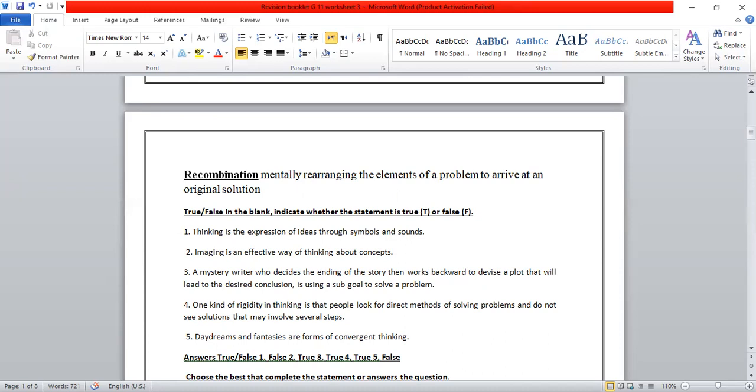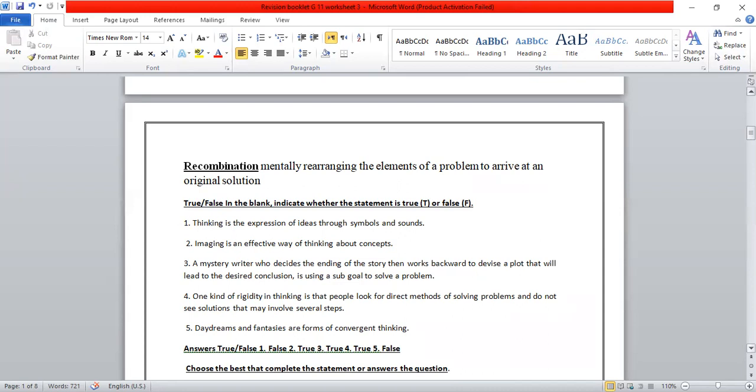One kind of rigidity in thinking is that people look for direct methods of solving problems and do not see solutions that may involve several steps. Actually, this is true, because if you are rigid about a problem or about a problem solving strategy, you follow the same old steps or the same old strategy in order to solve a problem. You don't think outside the box for another solution. You don't think in a creative way in order to solve the problem.